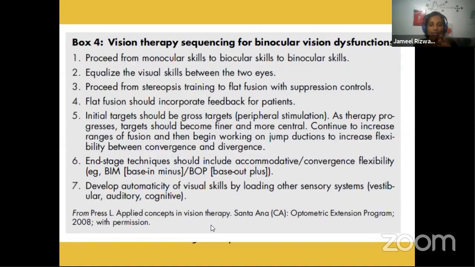And always in phase 3, you should train jump vergence, you should train accommodative facility. So all the dynamics of training, which is accommodation and vergence, should come towards the end stage.